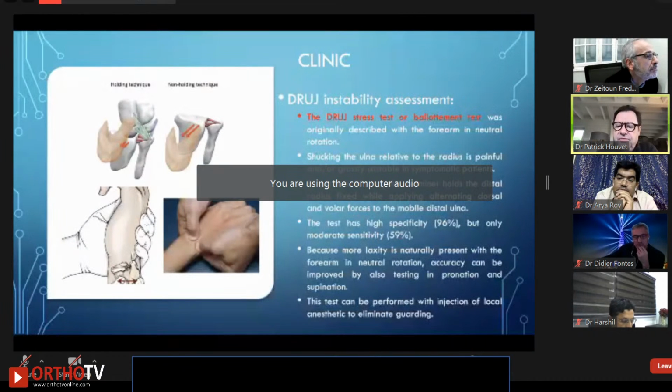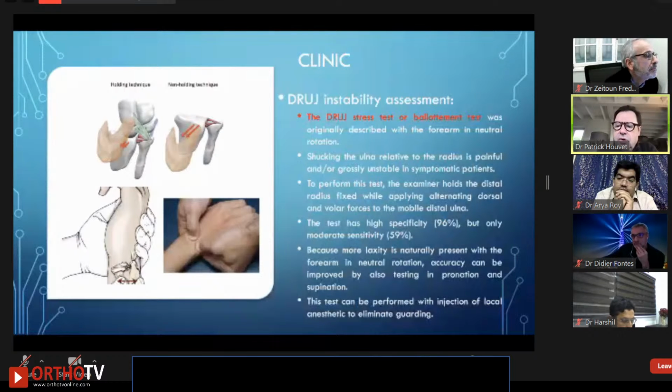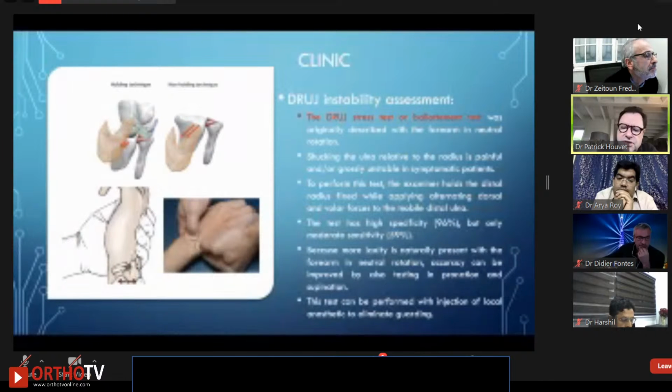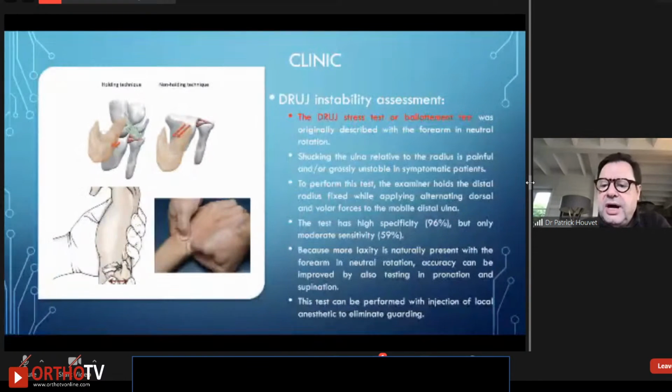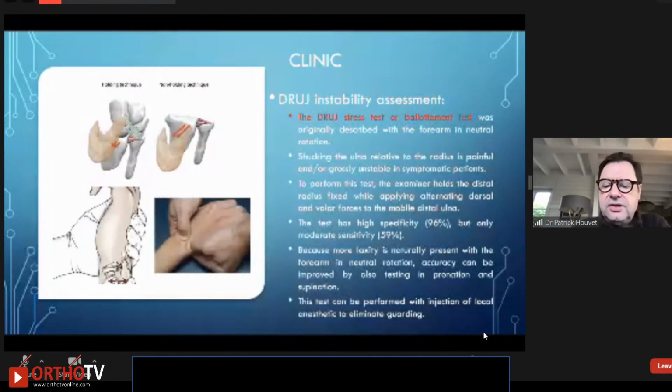To perform this test, the examiner holds the distal radius fixed while applying alternating dorsal and volar forces to the mobile distal ulna. High specificity, but only moderate sensitivity. Because more laxity is naturally present with the forearm in neutral rotation, accuracy can be improved by also testing in pronation or in supination. This test can be performed with injection of a local anesthetic to eliminate the pain.